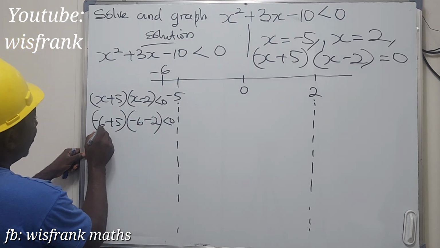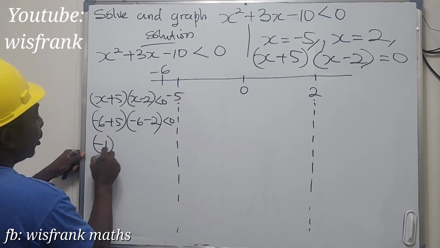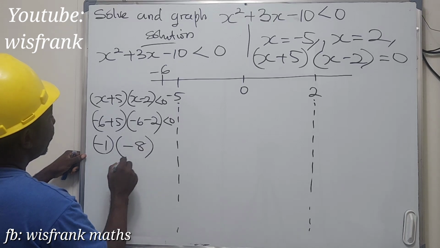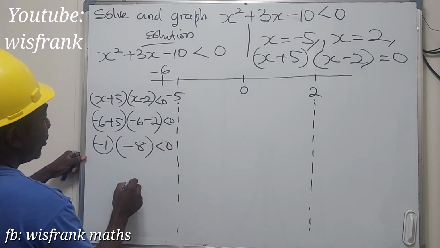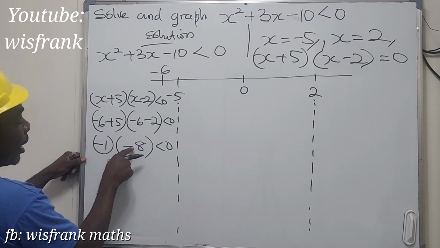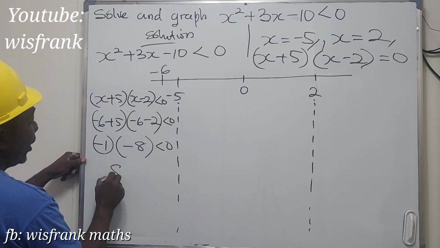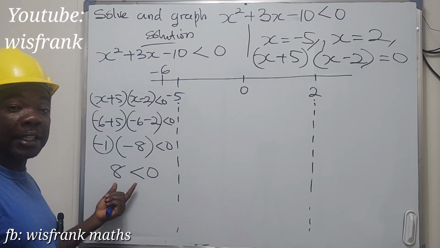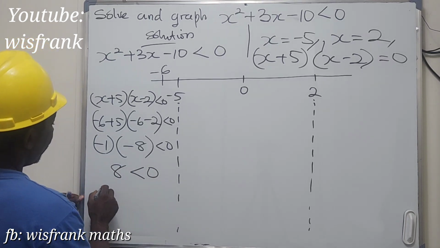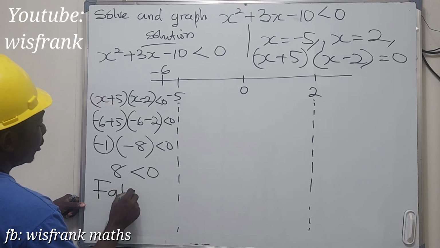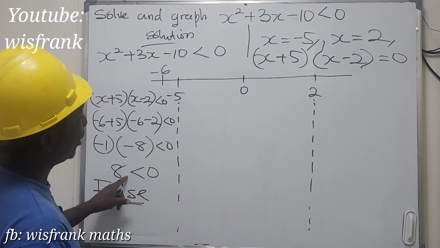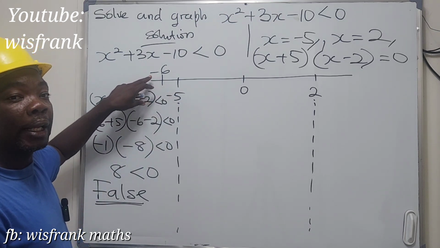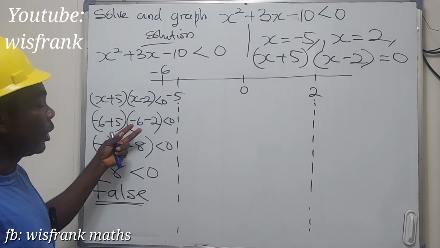So here we have -6 + 5, which is -1, times -6 - 2, which is -8, less than 0. So here we have -1 times -8, which is 8. Is 8 less than 0? Is this statement correct? No, this is false. So we have a false statement. So this statement, with x taken as -6, is false for this inequality.